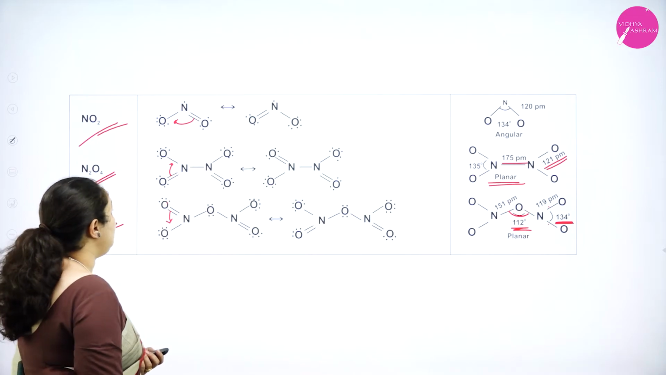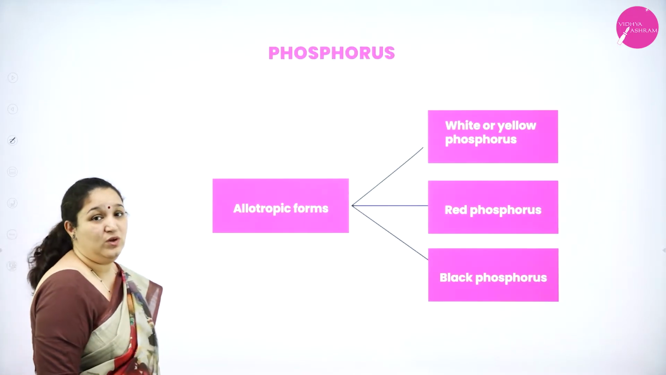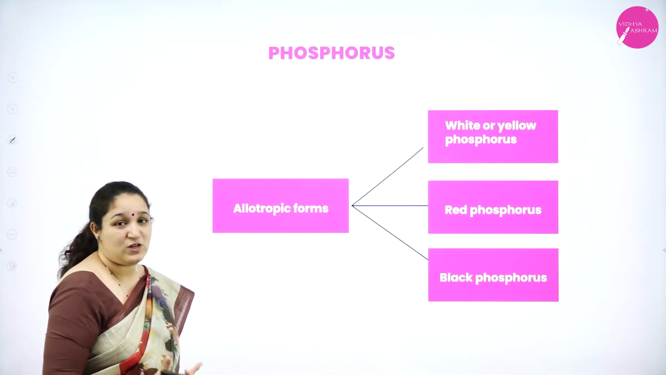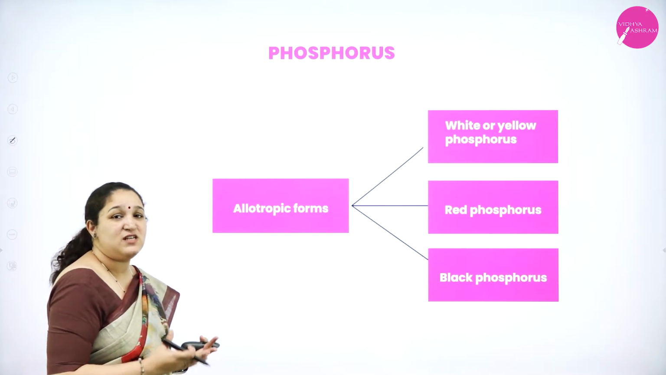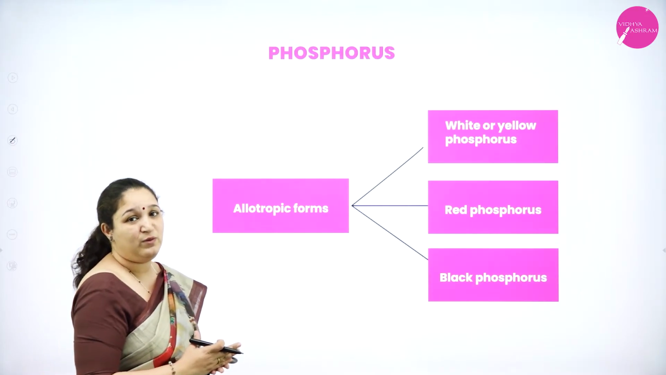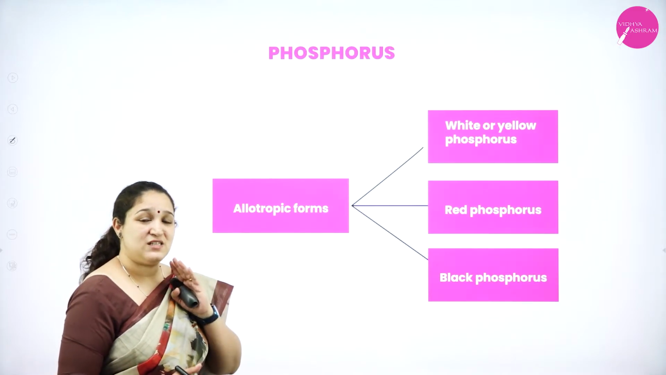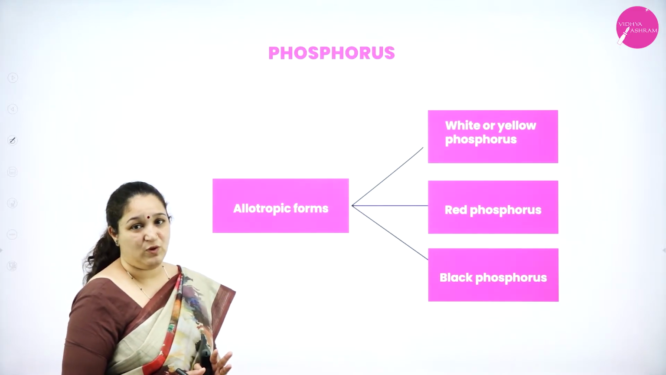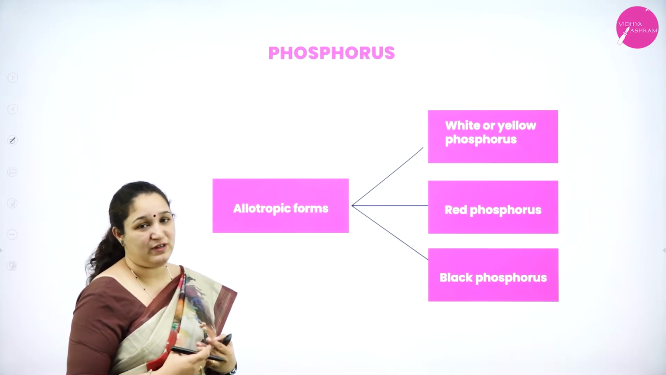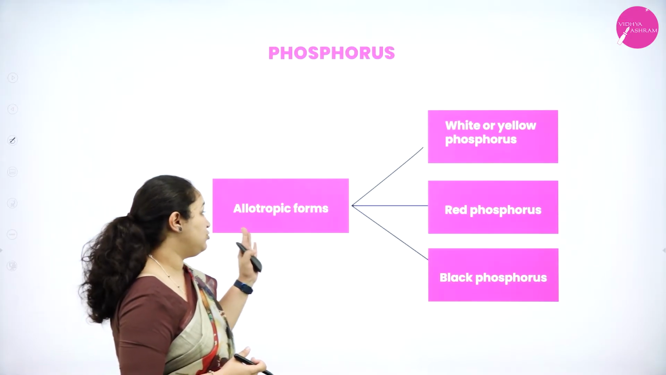Next, we are going to learn about phosphorus. Phosphorus is also an element belonging to group 15. Phosphorus has three allotropic forms. That is, they exist in three different forms. We call them allotropic forms.